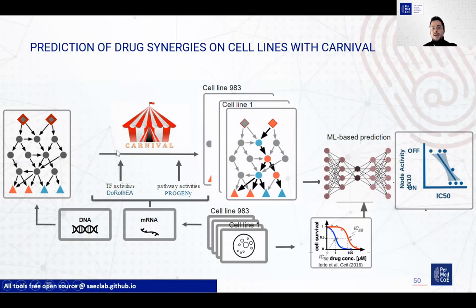And then we can use Carnival to try to infer and extract features from the prior knowledge network that encodes, let's say, the state of different cell lines. And then use those features to make predictions about drug responses, like, let's say, IC50, by connecting different approaches with a machine learning step.